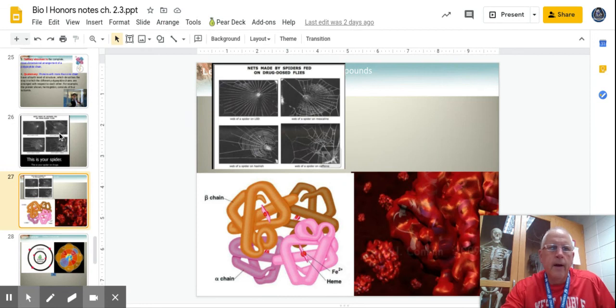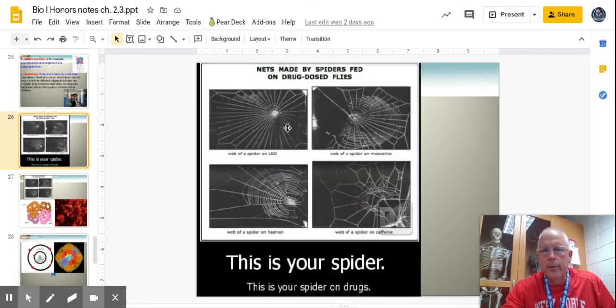Okay, I think this is kind of a funny picture too. This is your spider on drugs, but sometimes drugs like LSD and caffeine and hashish, it can change the physical structure of whatever you're building, in this case, spider webs, okay?